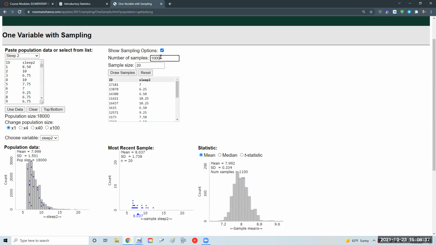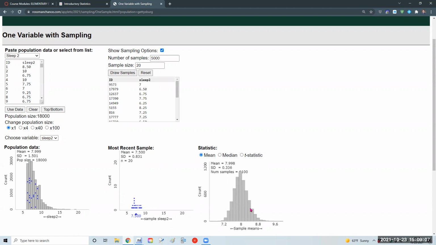And if we continue to take samples, so this is 1,100 sample means, let's take another 5,000 samples. Each time the computer grabs a random sample, it's going to put a dot over here and increase the number of dots on our dot plot for our estimation of the sampling distribution. So I'm going to press draw samples and see what happens.